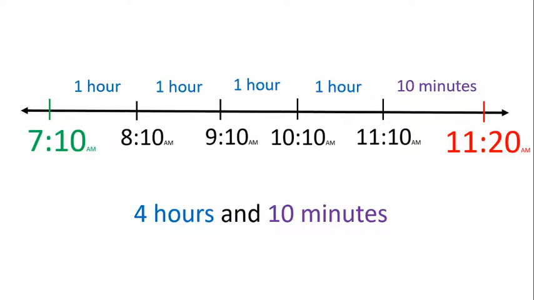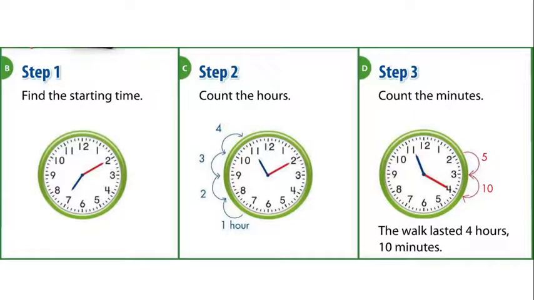The second way to count the elapsed time is by drawing arrows on the clock to count the hours. As in step 2, we can see that 4 hours have passed. And to count the minutes, as in step 3, we can see that 10 minutes have passed. So the walk lasted 4 hours and 10 minutes.